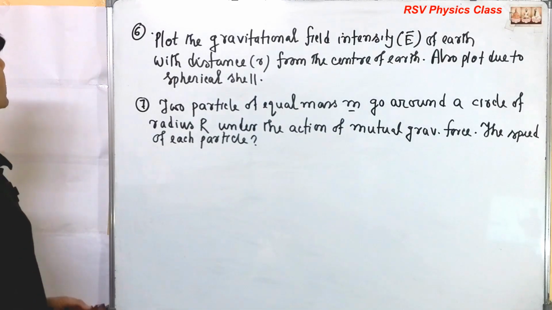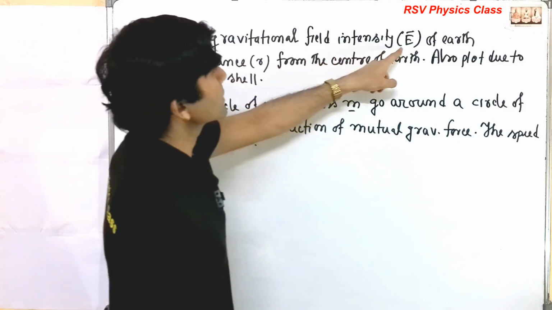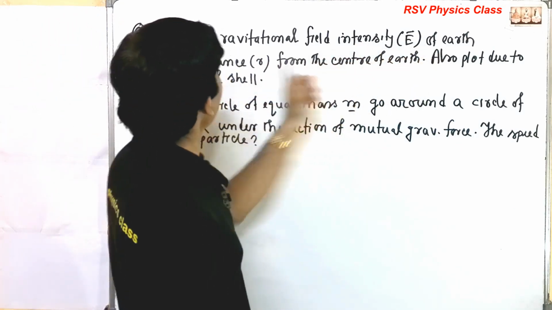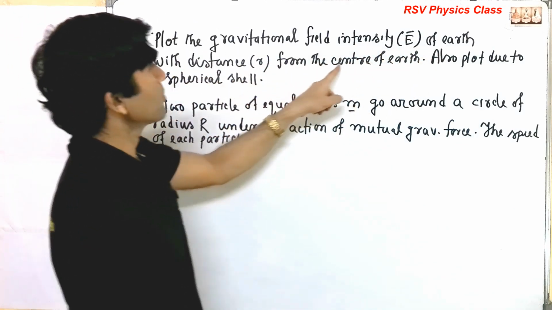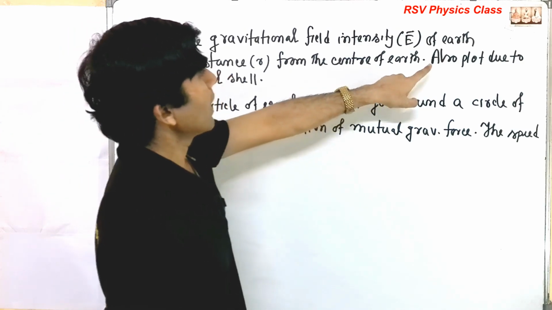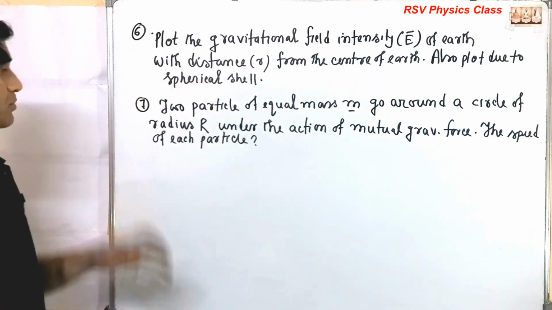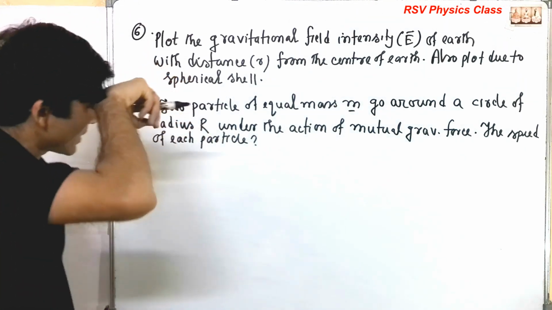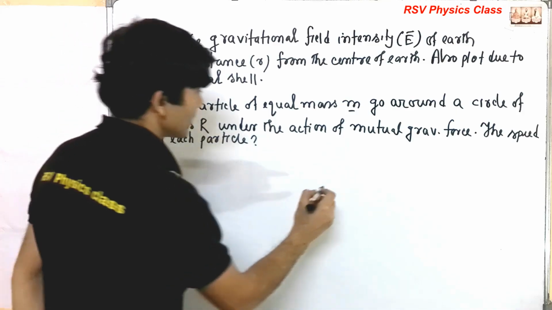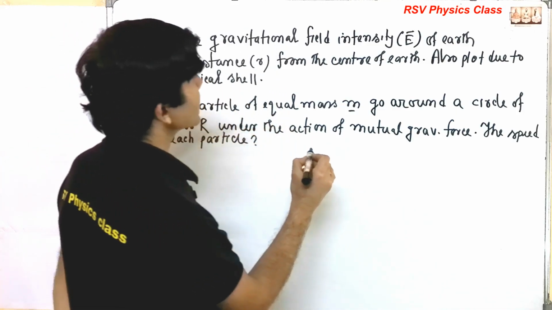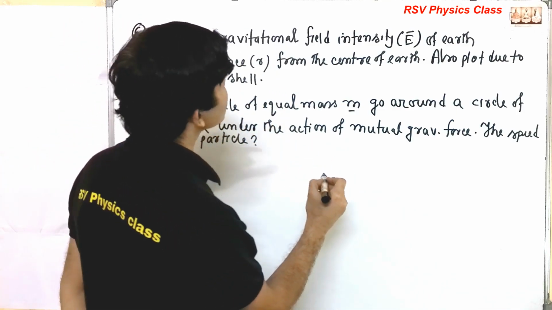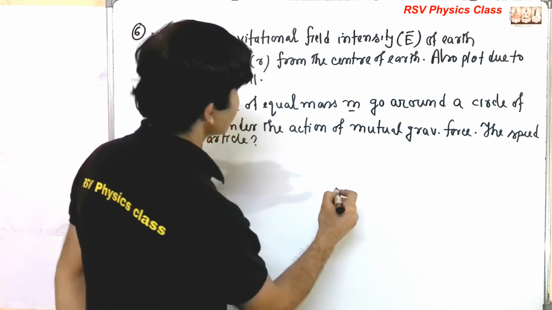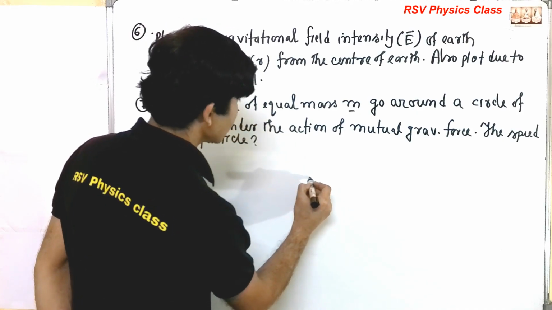So now read problem number 6. Plot the gravitational field intensity of Earth with distance r from the center of the Earth, and also plot it due to a spherical shell. So now gravitational field intensity. You have calculated the force and everything. How did you do the force? So gravitational field intensity.